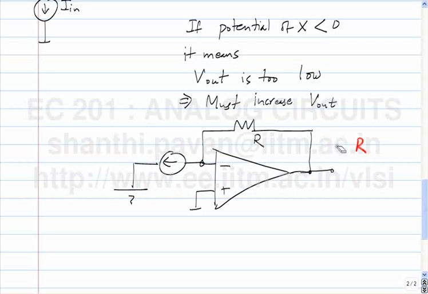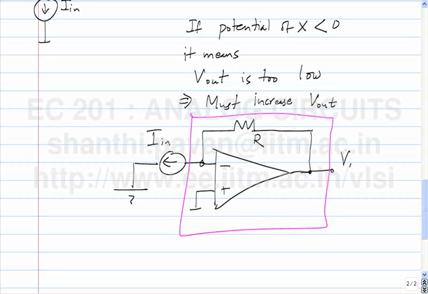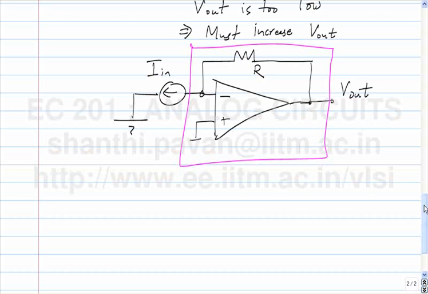And you can see that this is a current controlled voltage source, okay, with this being In and this being V out. What is the input impedance of this voltage controlled current source? 0. Why?